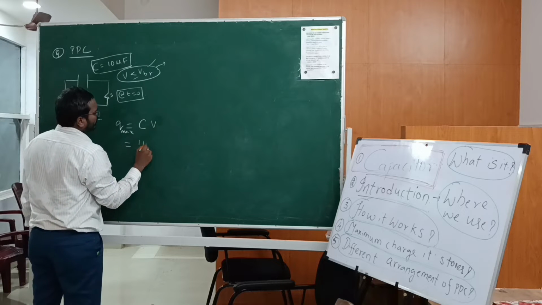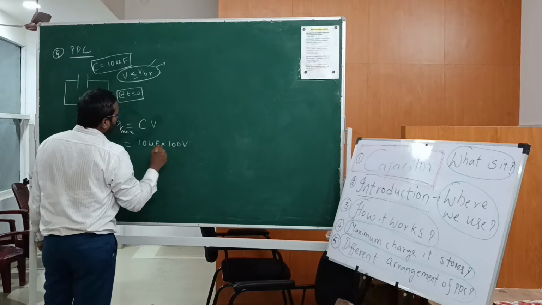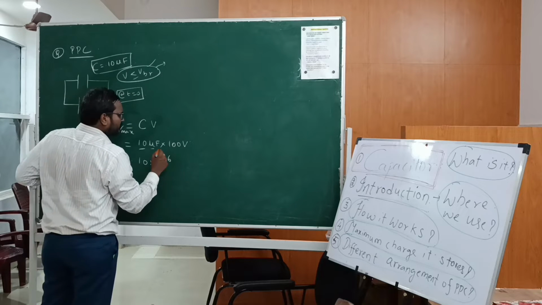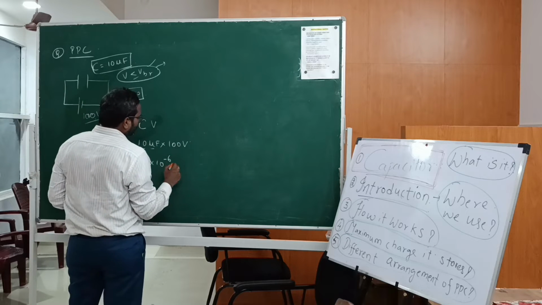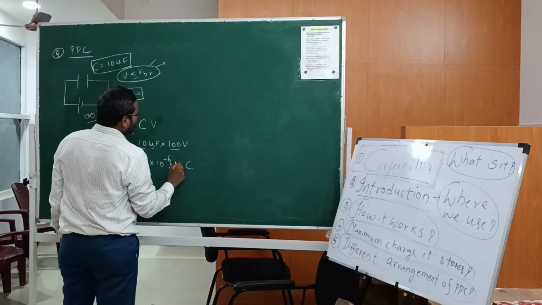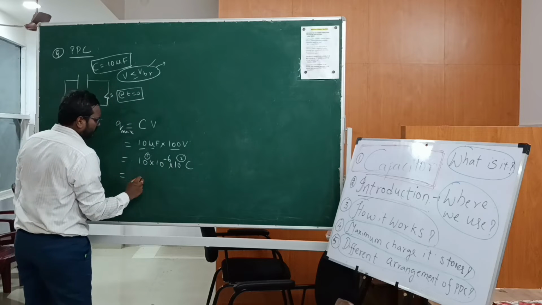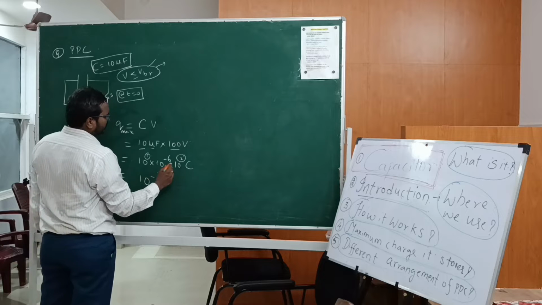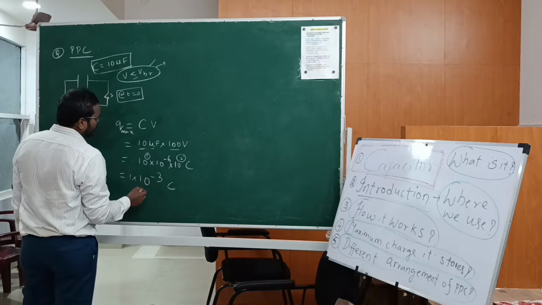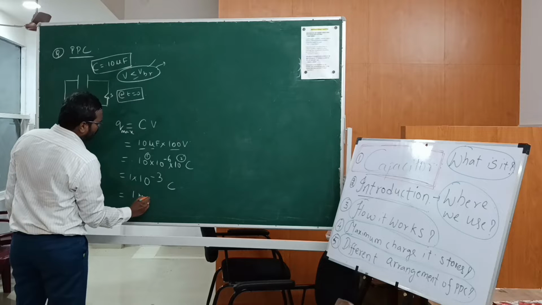So C is 10 microfarad into the voltage given, 100 volt. So 10 into 10 power minus 6 farad into volt will be coulomb, into 10 square. That will be 10 square into 10 power 1, which is 10 power 3, into 10 power minus 6, that will become 10 power minus 3 coulomb. In other words, 1 into 10 power minus 3, since 3 minus 6 is minus 3, so that will be 1 millicoulomb.